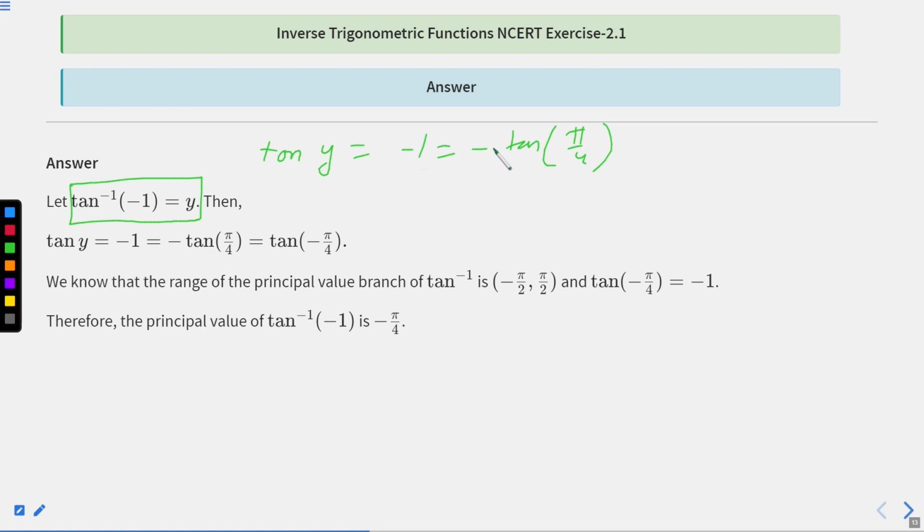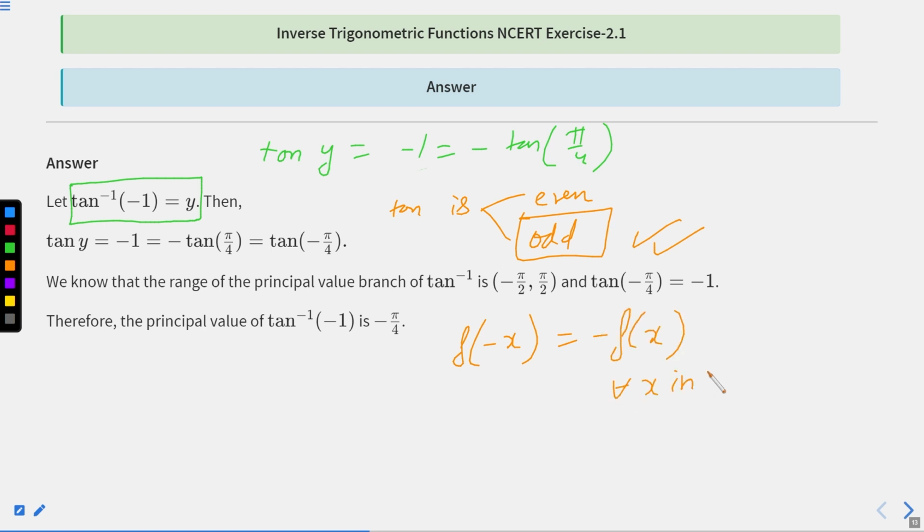Now, as we know, tan is either even or odd. It is odd, because an odd function exhibits this property: f of minus x equals minus of f of x for every x in the domain of f. So minus tan pi by 4 equals tan of minus pi by 4, and from this I can conclude that y equals minus pi by 4.